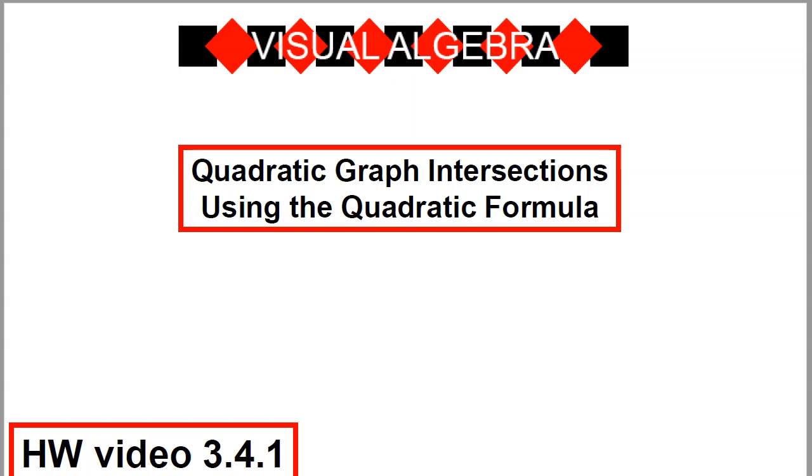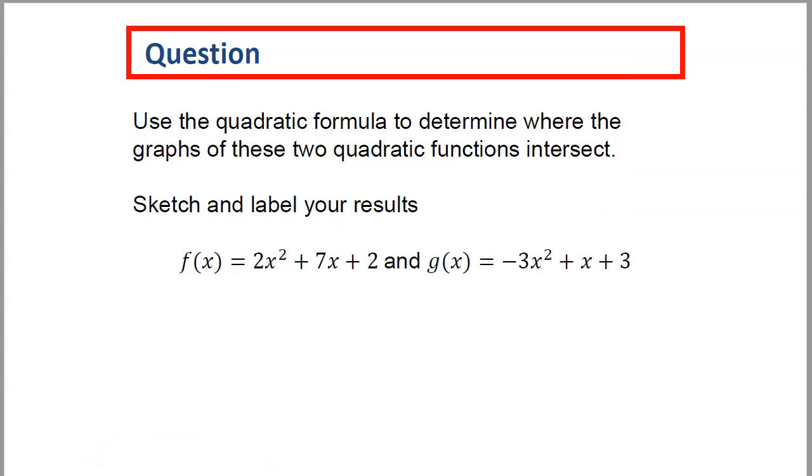In this video, we'll look at using the quadratic formula to find the intersection of quadratic graphs. Our question is to use the quadratic formula to determine where the graphs of these two quadratic functions intersect, and sketch and label our results. Our functions are f of x equals 2x squared plus 7x plus 2, and g of x equals negative 3x squared plus x plus 3.